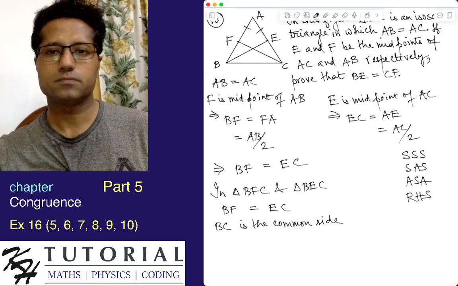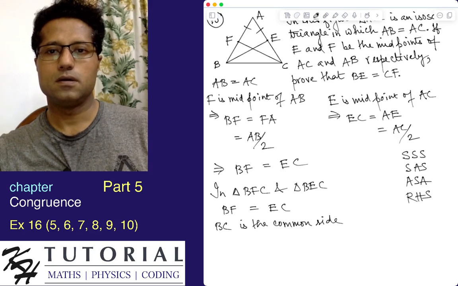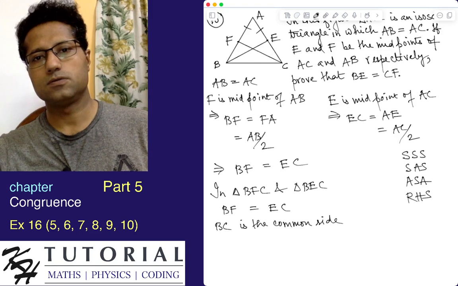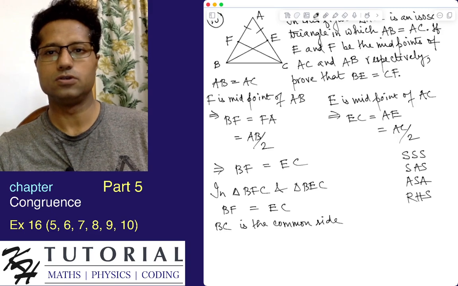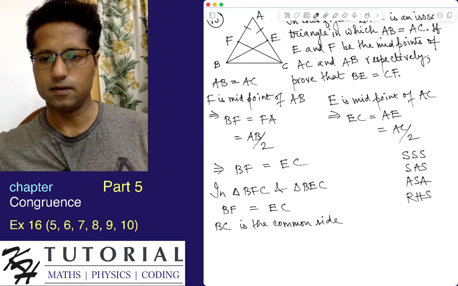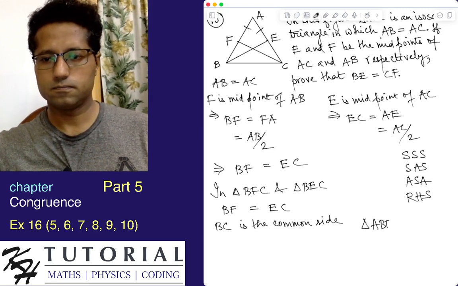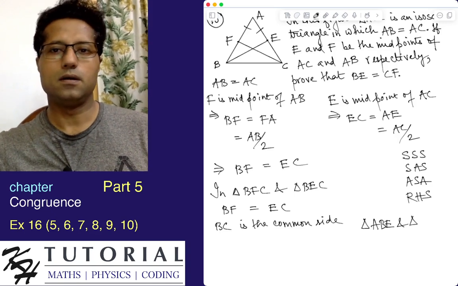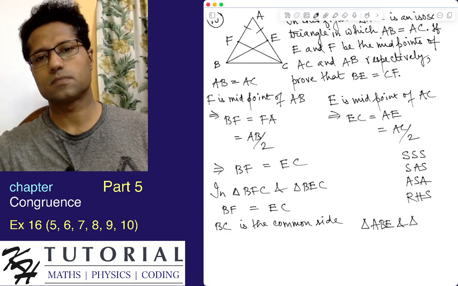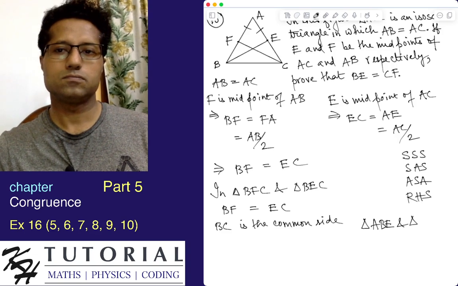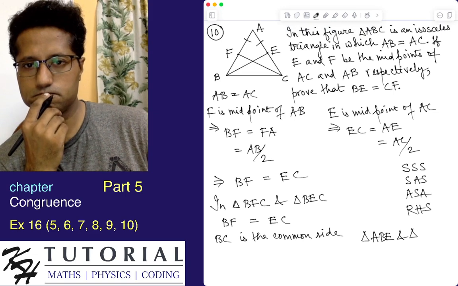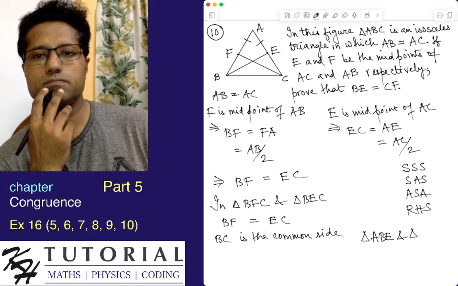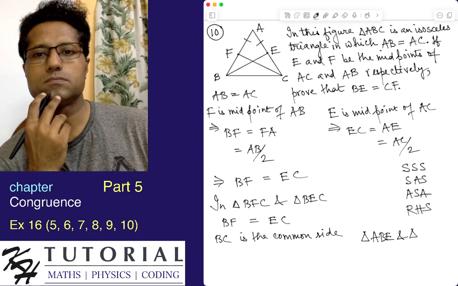This is a midpoint. AF is equal to AE. How about if we consider the triangle ABE and triangle, not ABE but... Prove that BE is equal to CF. These are the midpoints.